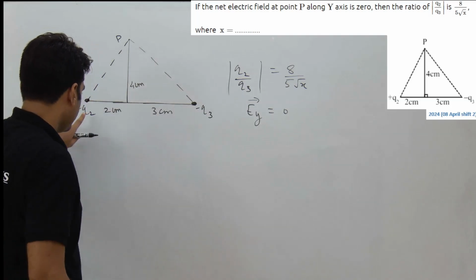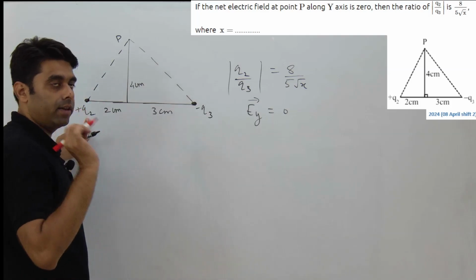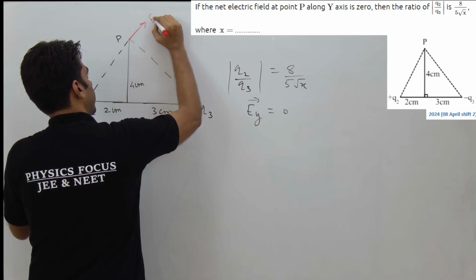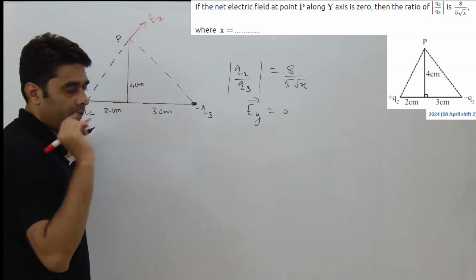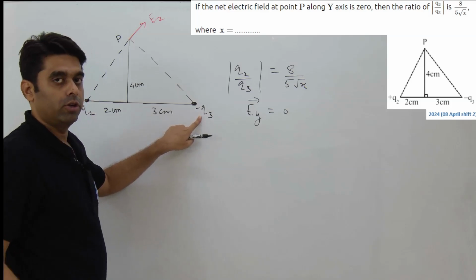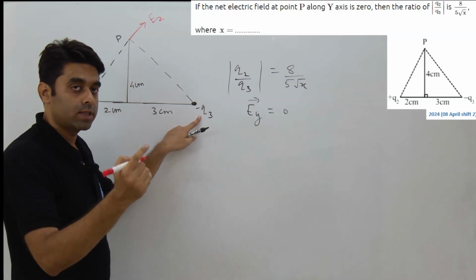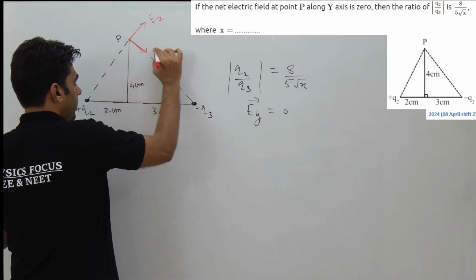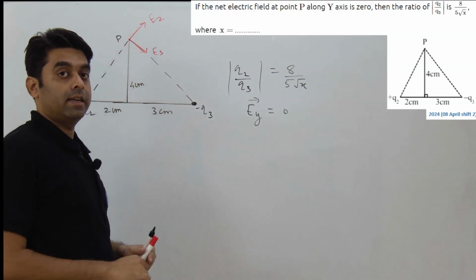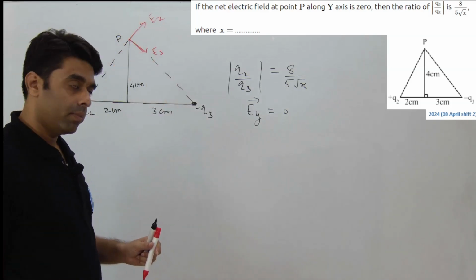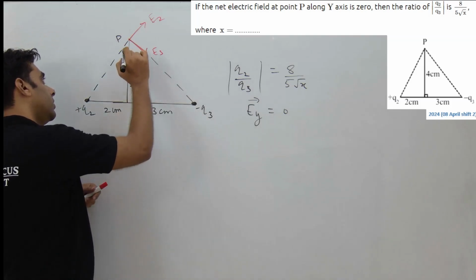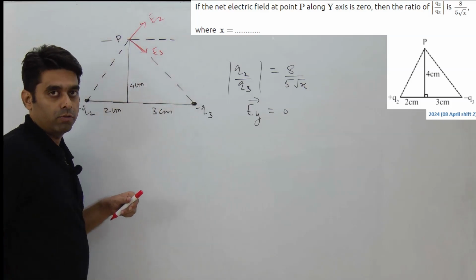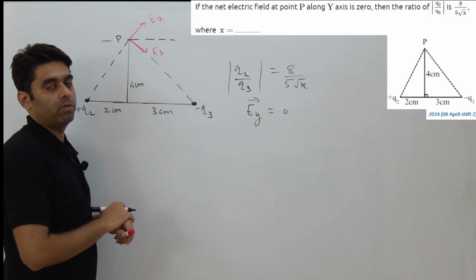This is Q2, a positive charge. The electric field due to a positive charge at point P is away from the charge. I am calling it E2, due to charge Q2. Due to the negative charge minus Q3, the electric field is towards the charge, so it will be over here. Let's call it E3. They are saying that the y component of the electric field is 0, so we will have to write down the vertical components of both of these.